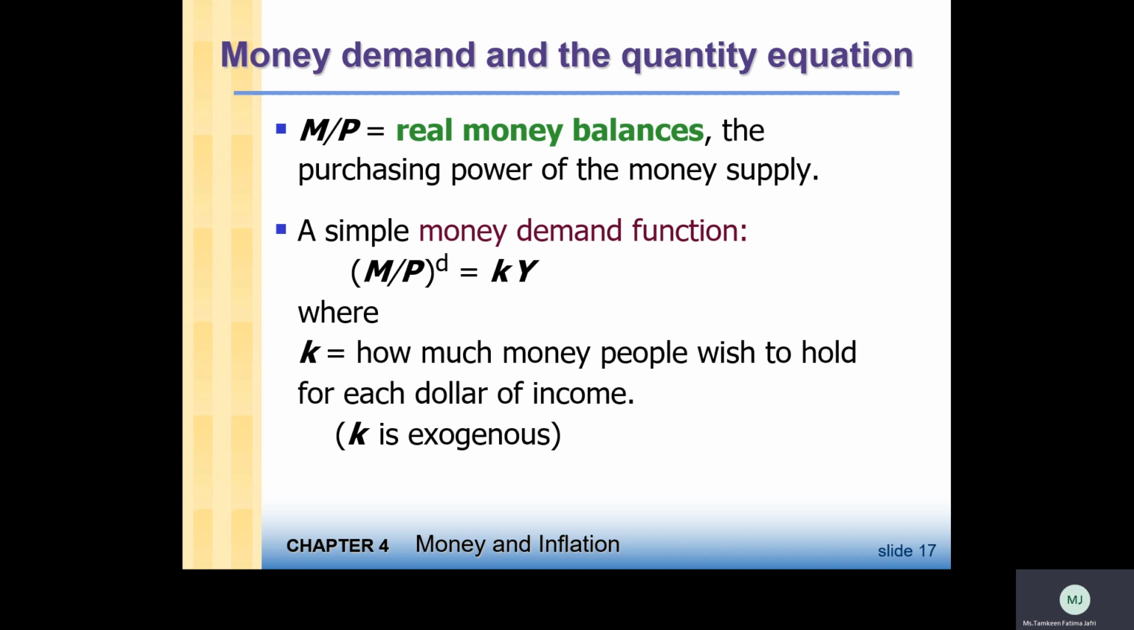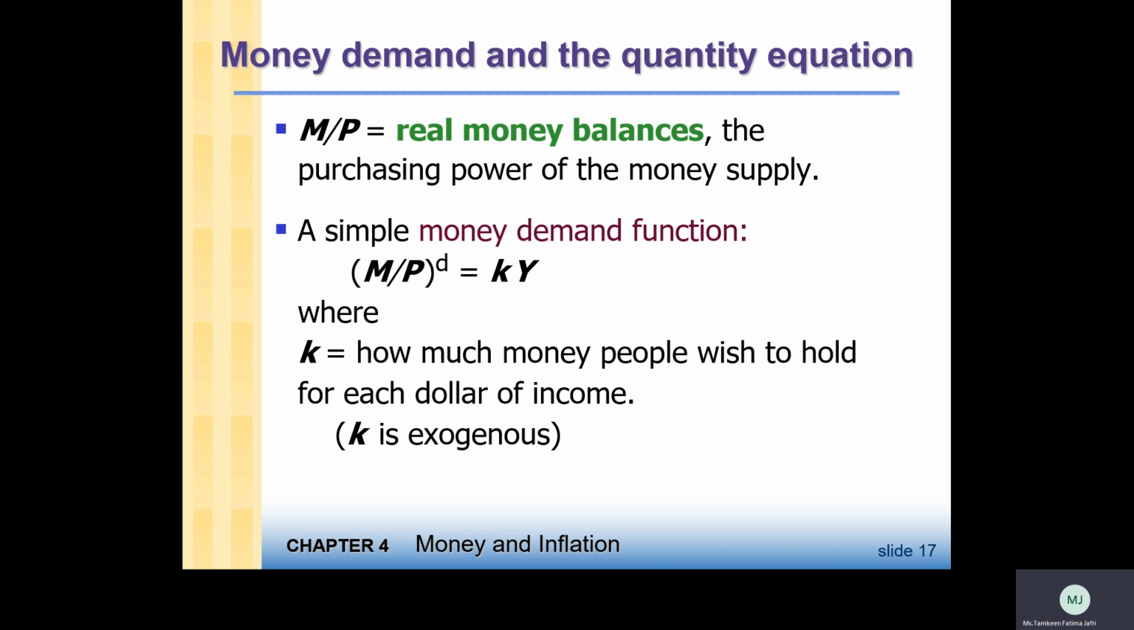So here M is the nominal money demand. For example, I would like to demand 100 rupees at a given point in time. So 100 rupees is actually the nominal money demand. Now, if in this economy all the products sell for 2 rupees, the real money demand is going to be 100 divided by 2, which will give me 50. So 50 actually depicts the goods and services that I can purchase from that 100 rupee note. So money demand in nominal terms is 100 rupees. In real terms, it's 50 goods and services.